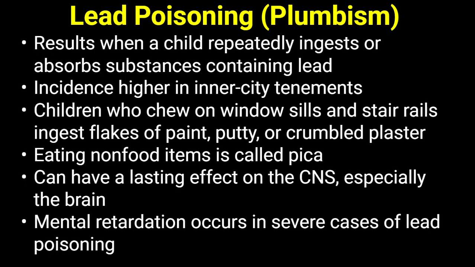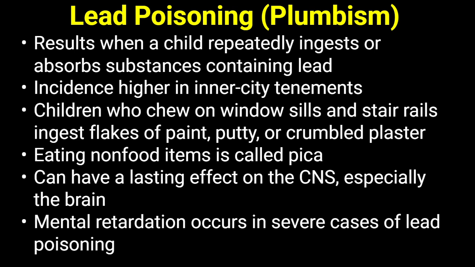Lead poisoning, also called plumism, occurs when a child repeatedly ingests or absorbs lead over time. Young children are at greatest risk because they frequently place objects in their mouths and absorb lead more efficiently than adults. The most common source is deteriorating lead-based paint found in homes built before 1978. Children may ingest lead by chewing on painted windowsills, toys, or by swallowing contaminated dust or soil. Children with pica, the habit of eating non-food substances, are at especially high risk.